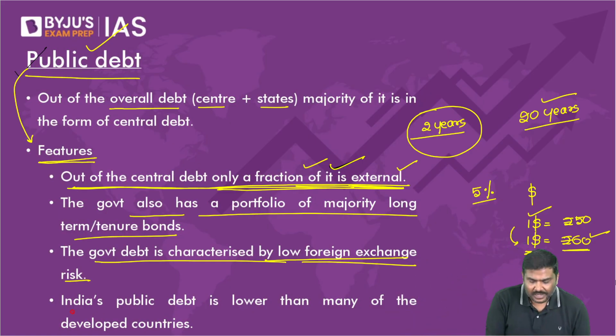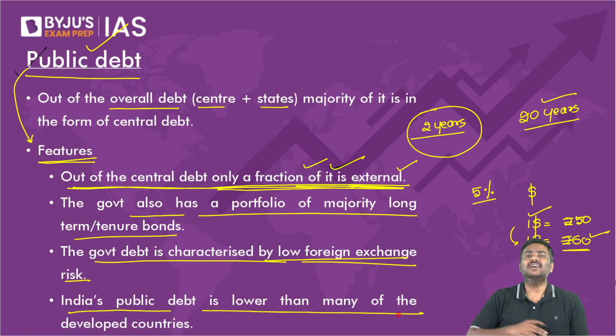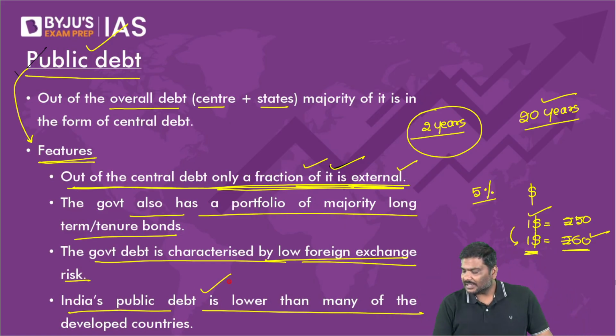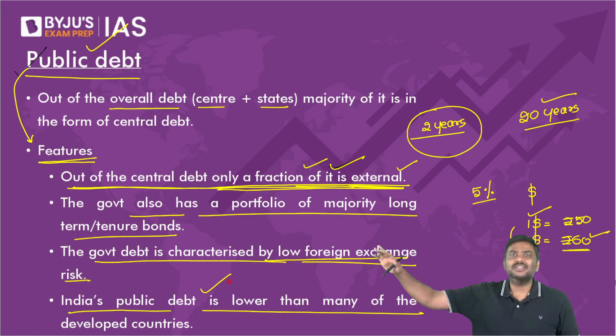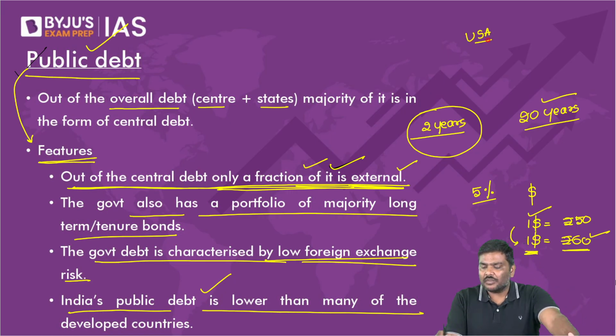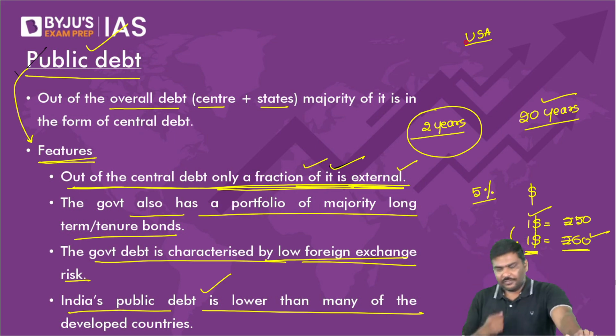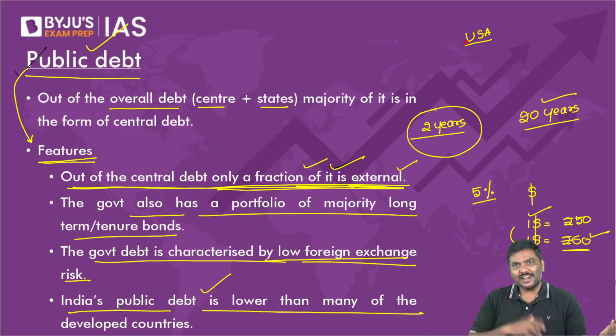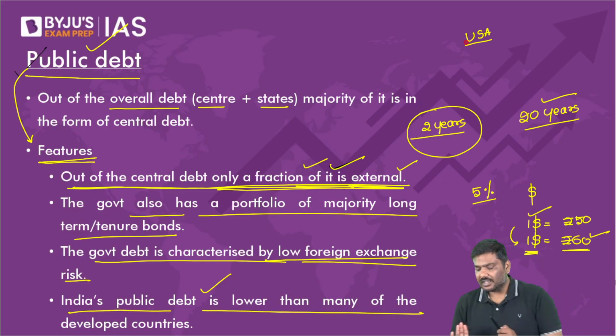And finally, India's public debt is much lower than many other countries' debt. For example, if you have read the newspapers in recent times, in the last 1 week only, what is the debt of the government of USA? Is it less than 100% or more than 100% in terms of percentage of GDP? It is more than 100%. So that is basically the argument here: India's public debt is lower than many of the developed countries.